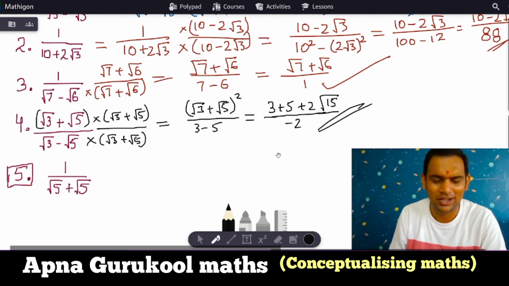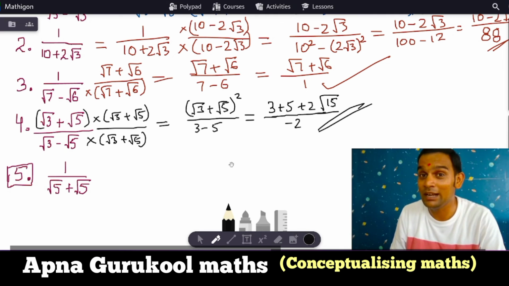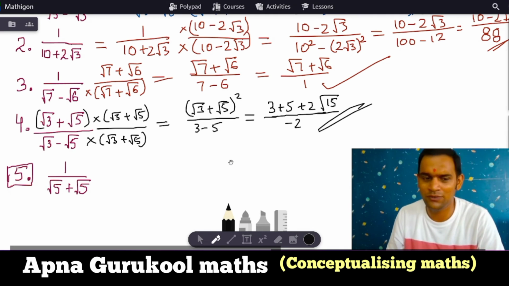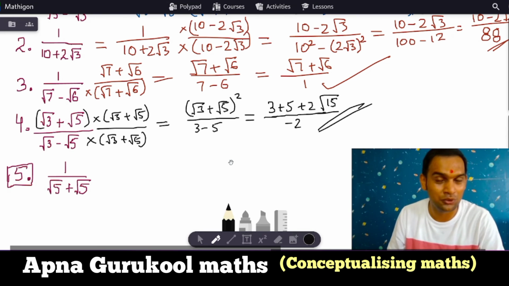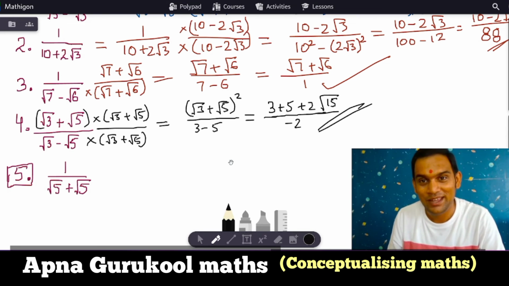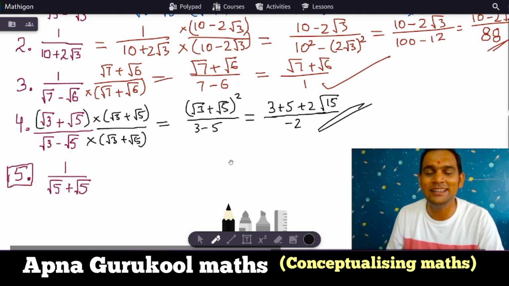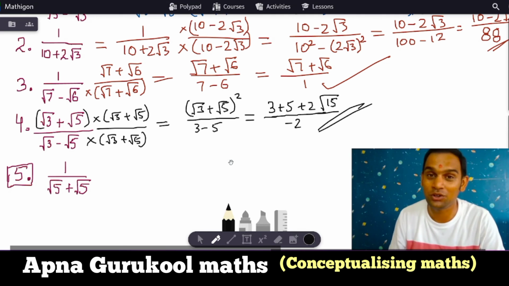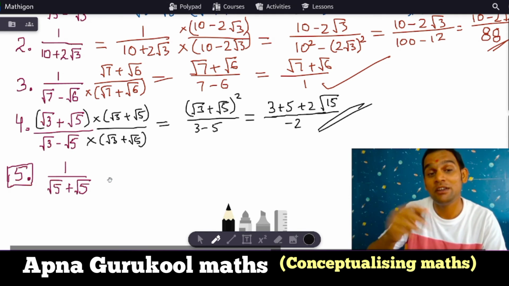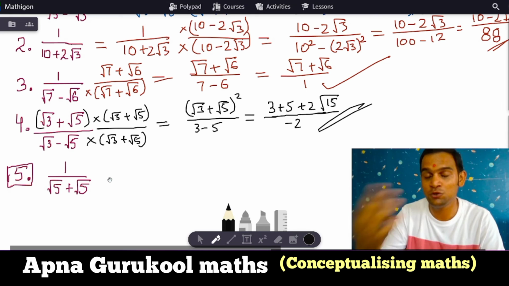Fifth question is much more interesting. Now, fifth question, as you can see, denominator can be simplified there itself, right? Root 5 plus root 5 can be 2 root 5. Now, if we do not take a look at that and if we blindly start doing this process, let's try to understand. Now, I took this example with a specification.